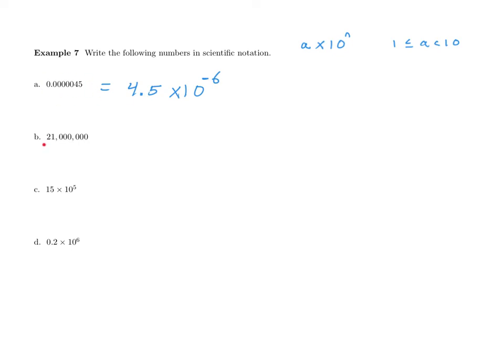Okay, now same idea for part B. This is 21 million. The decimal point, I don't want to put it after this 1 because 21 is bigger than 10. I don't want to put it after the 2 because that number is less than 1. The decimal point is starting here, and it has to end up between the 2 and the 1.